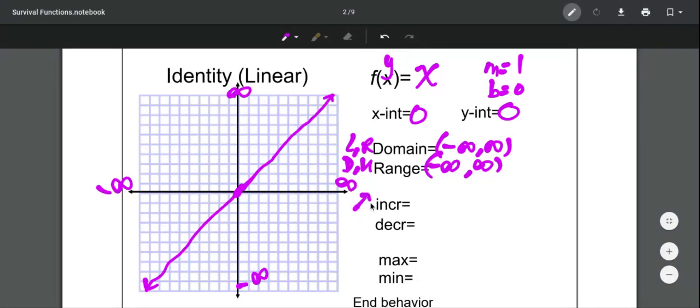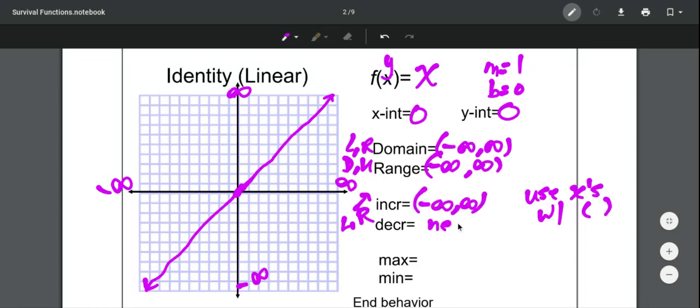So where is it increasing? Well, we always go from left to right, and we always use the x's with parentheses. So if we use the x's with parentheses, where's this graph increasing? Well, it's always increasing, always. So from negative infinity to infinity. And so it's never decreasing. Some will say, oh, what is decreasing over here? No, it's not, because it's going up from left to right. And because we don't have a going down part, it doesn't have a max and it doesn't have a min. Okay?